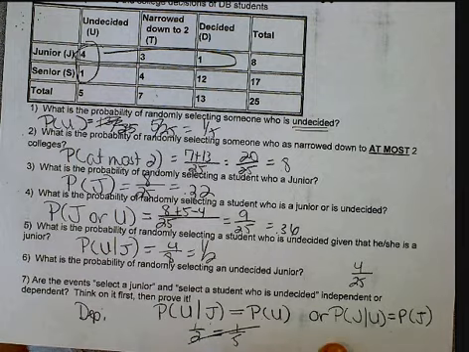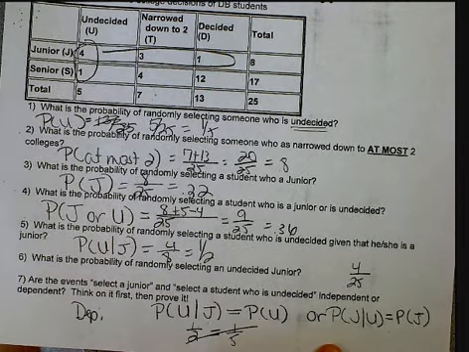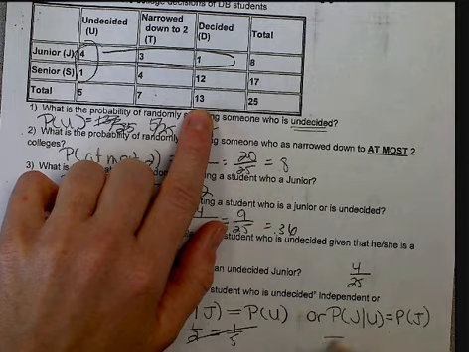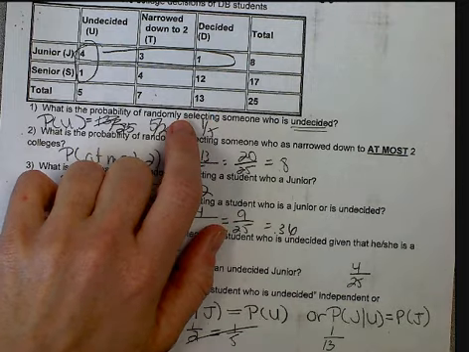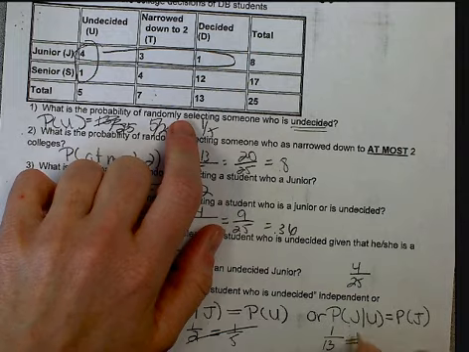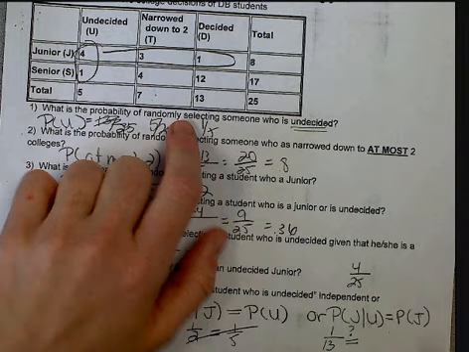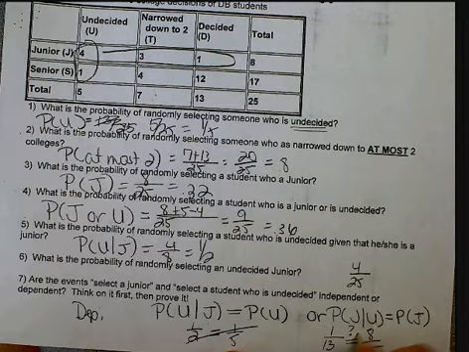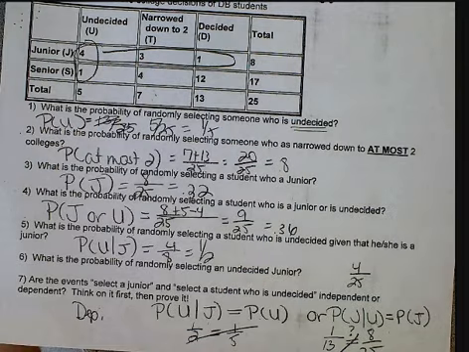I could go over and do the other one if I wanted to. What's the probability of a junior given they're undecided? So we're only looking at the 13 undecided people. The probability that it's a junior would be 1 out of 13. Does that equal the probability of a junior? There are 8 juniors out of 25. Those are not equivalent fractions, and we know it's dependent.